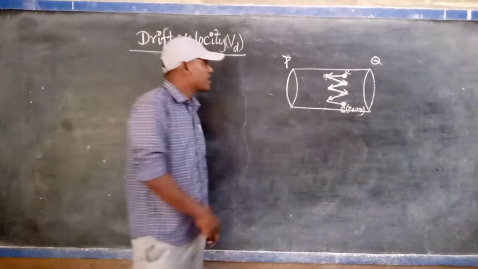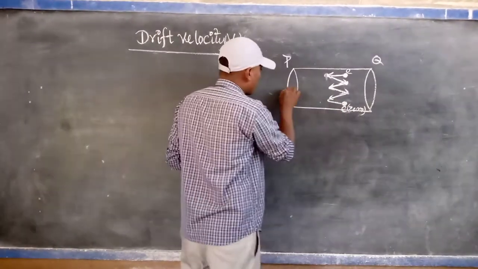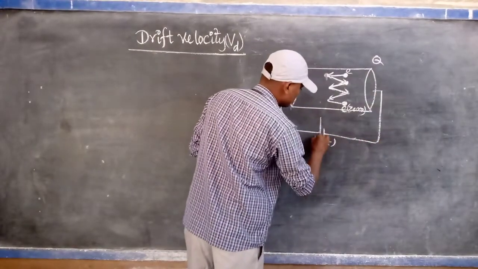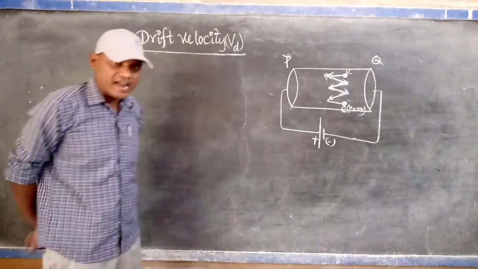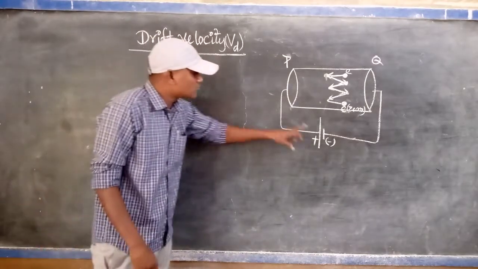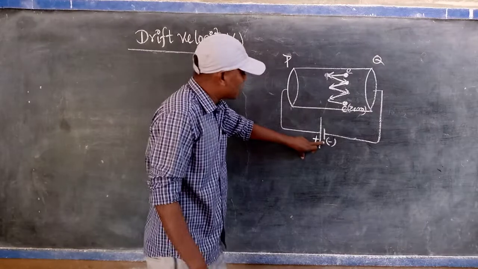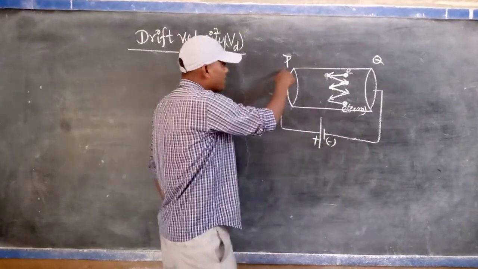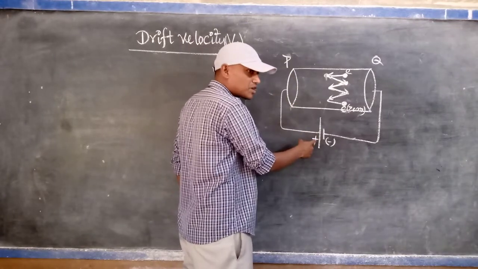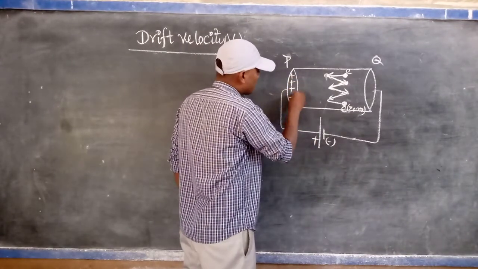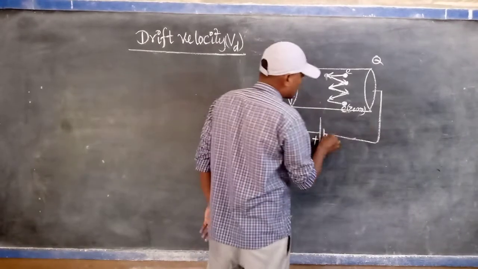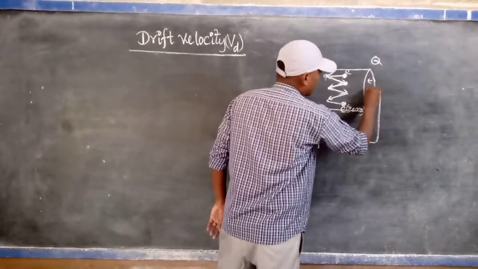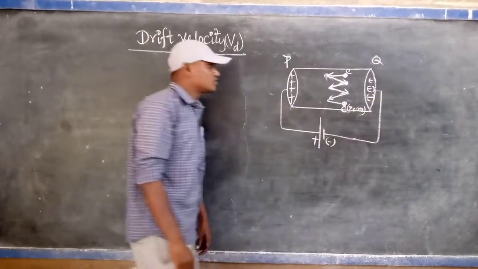Then what can we do here? We connect a battery at the two ends. The free ends of the conductor are connected to an external source, which is nothing but a battery, at the opposite terminals. Here the P end is connected to the positive terminal, so at the P end, positive charge is created. The Q end is connected to the negative terminal of the battery, so at the Q end, negative charge is created.